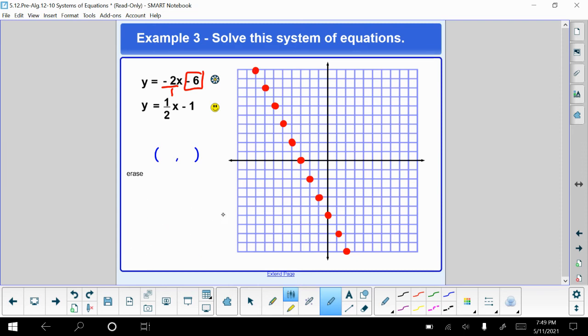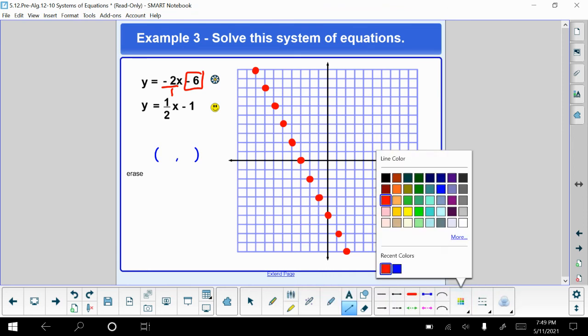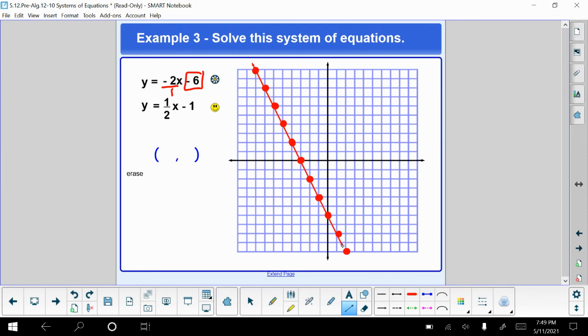Let's go ahead and grab a line, grab your straight edge, ruler, whatever you got. And I don't care what color you use, ladies and gents. I just choose to use red and blue because I like to see that purple.